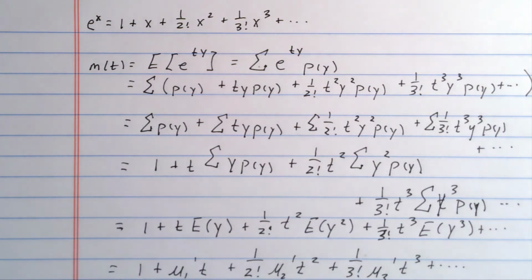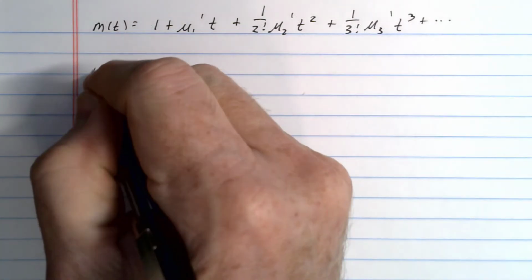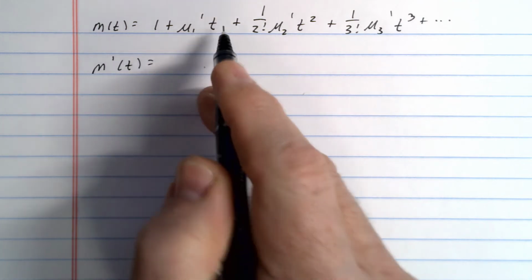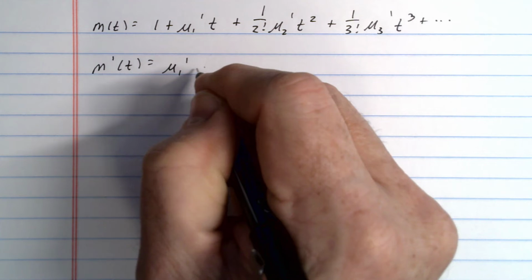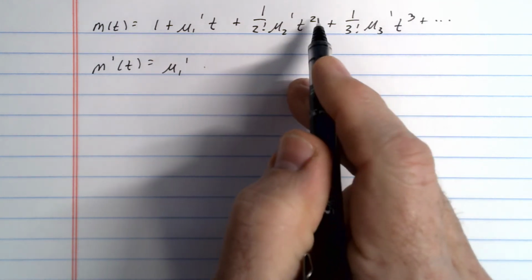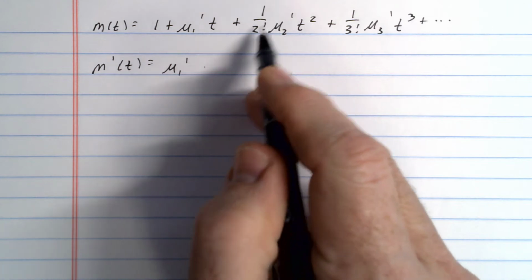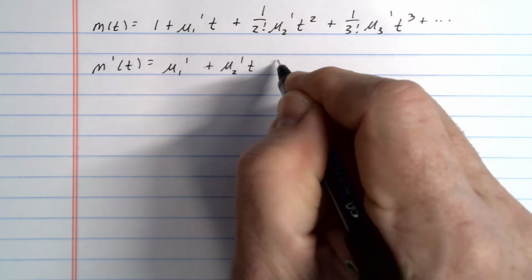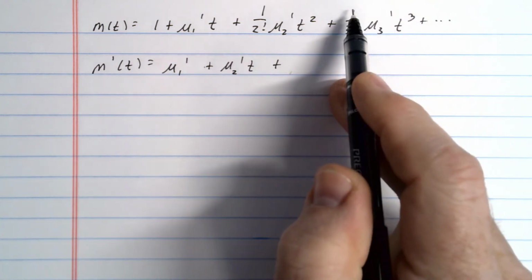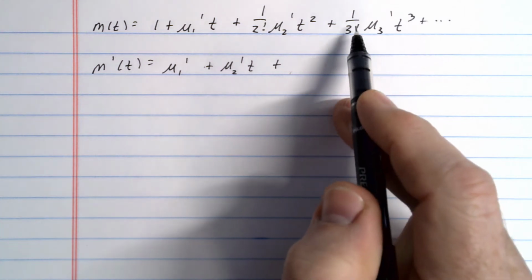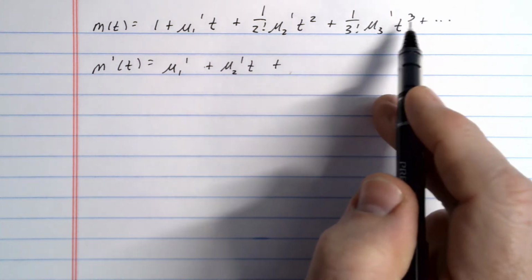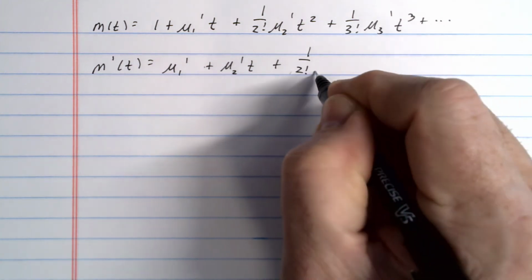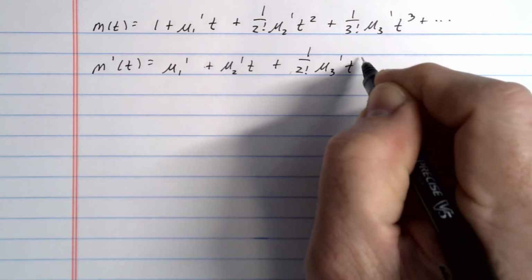Well, now let's think about what would happen if we take the derivative of the moment generating function. Okay, so the first derivative, M prime of t, let's see, this would just be a constant. This is a constant times t, which would just give us mu 1 prime. And then over here, the 2 would come out in front, cancel with the 1 over 2 factorial. It looks like we would be left with mu 2 prime t. Over here, the 3 comes out in front. Remember, this is 1 over 3 factorial, so that's actually 1 over 3 times 2 times 1, and that 3 would cancel with the 3 down here, leaving us with a 1 over 2 factorial mu 3 prime times t squared, and so forth.